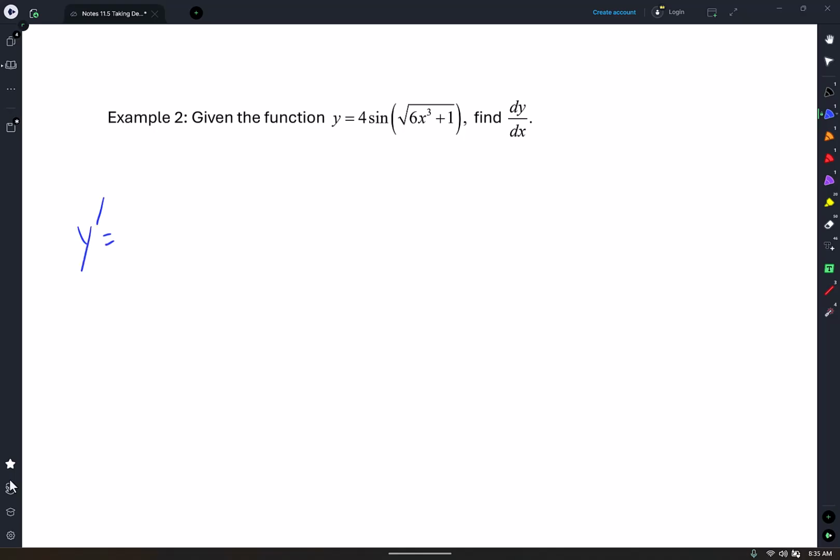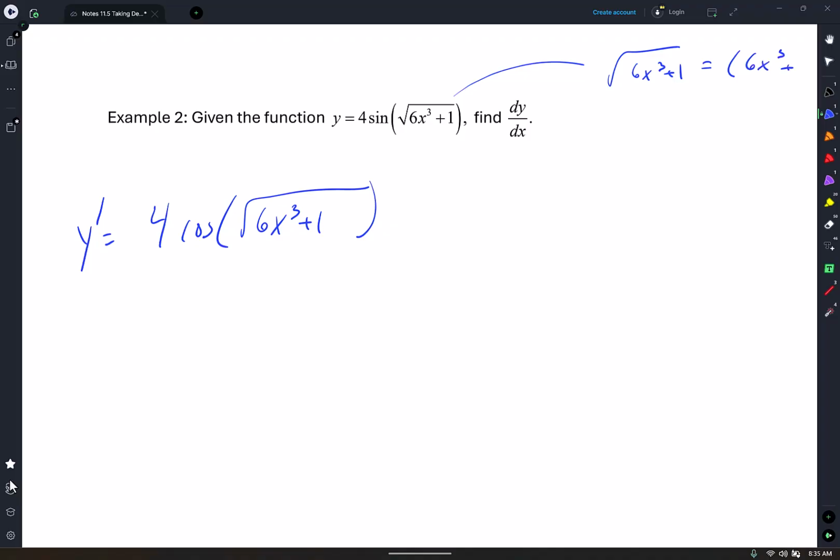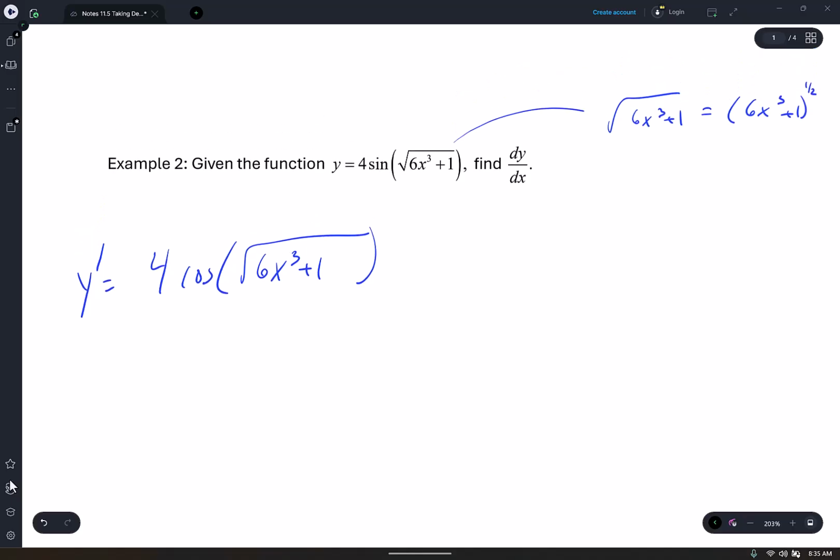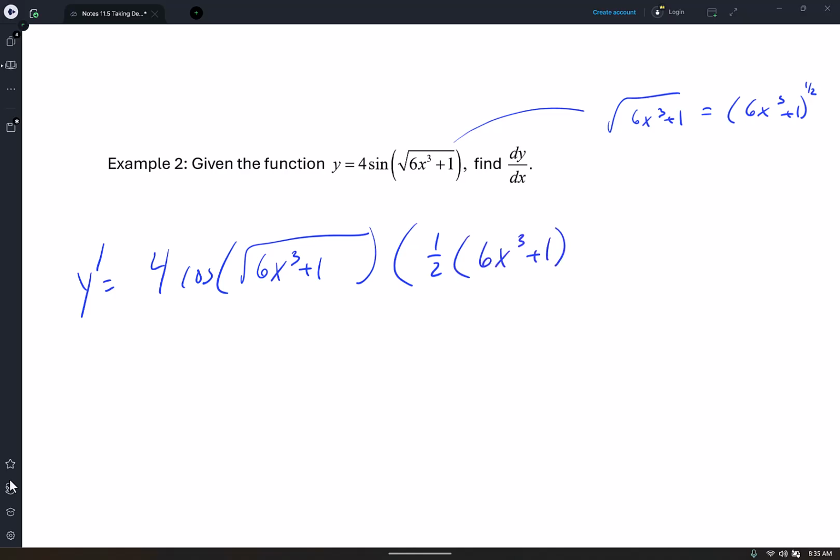Y prime equals, the derivative of sine is cosine, so 4 cos of the square root of 6x cubed plus 1. If you want to make a note, the square root of 6x cubed plus 1 is the same thing as 6x cubed plus 1 to the 1/2. Make a note somewhere like that. So here we go. Times the derivative of the inside, 1/2 times 6x cubed plus 1 to the what power? Negative 1/2, times the derivative of 6x cubed, which is?